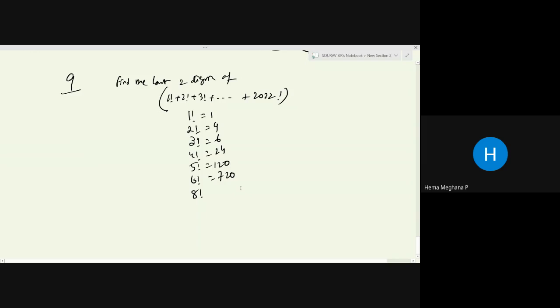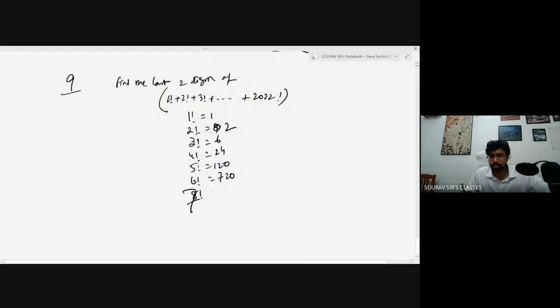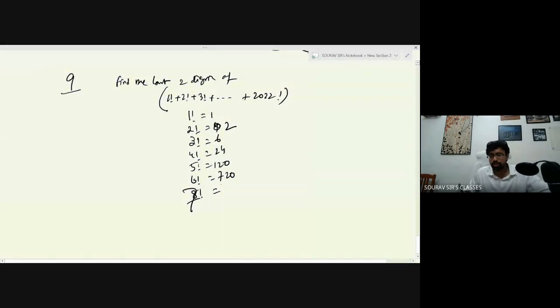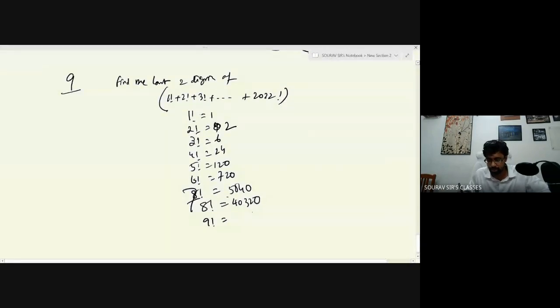Sir, 2 factorial value is 2, no sir? Oh, yeah, sorry. 7 factorial is, what is 7 factorial? 5040. So in that way, why I'm doing it? Because after a certain point of time, I don't have to do it. Okay, 5040 into 8 factorial is 40320. 9 is, just multiply 9 with this.